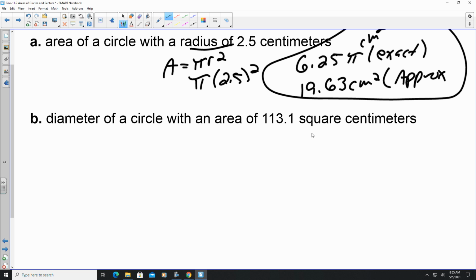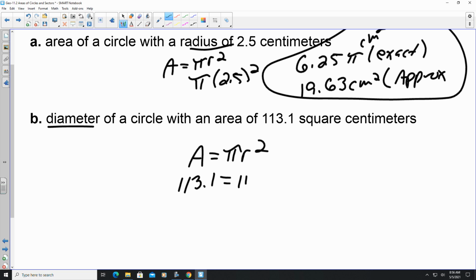Here, they want you to find the diameter of a circle with the area of 113.1 square centimeters. So they give you the area. So we know that the area, again, is pi r squared. Well, they give us the area A, which is 113.1. So essentially, we have to find the radius. And once we find the radius, that'll allow us to find the diameter.